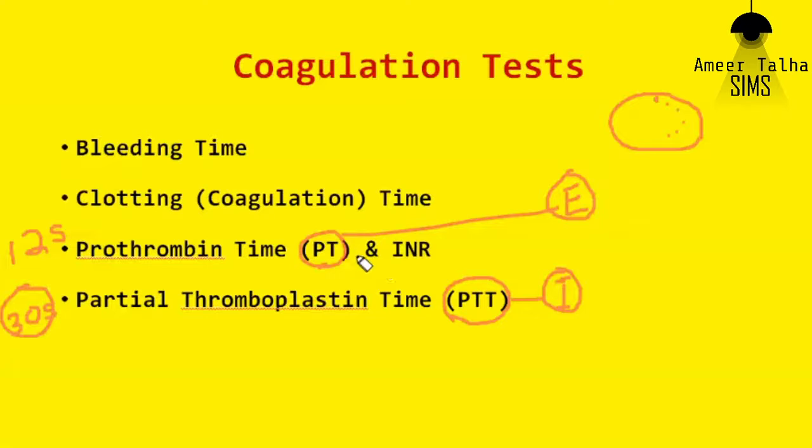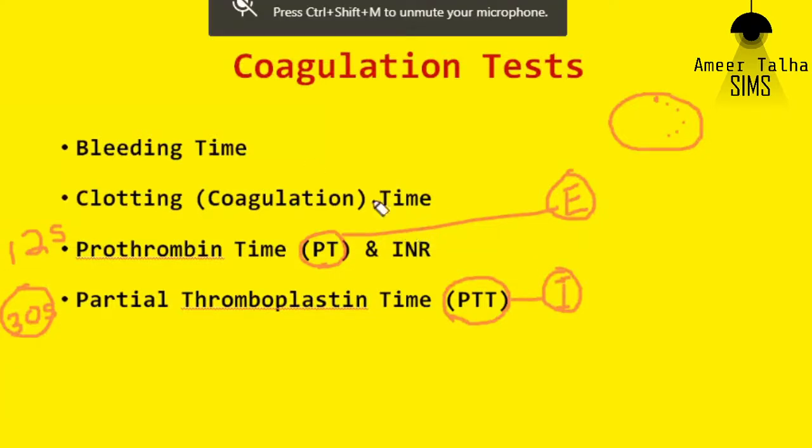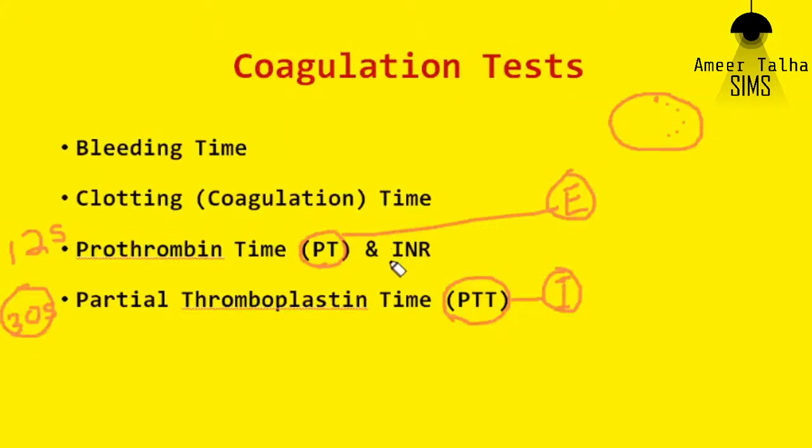All these are coagulation tests: bleeding time, clotting time, prothrombin time. One of the tests frequently used is INR. INR in capitals. INR means International Normalized Ratio. So it's a ratio. Ratio means no units. Ratio of what?